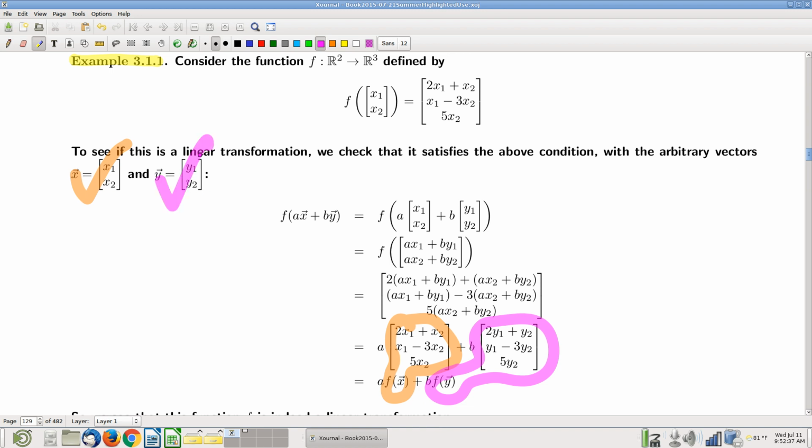Now, tedious algebra, right? It's a real big yawn, but we did, in fact, prove that this is a linear transformation. Yeah?